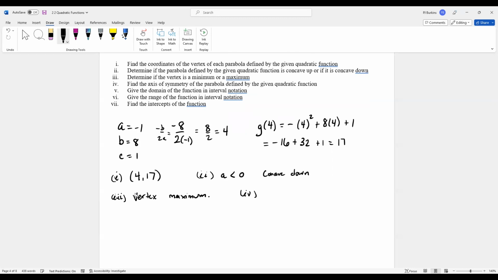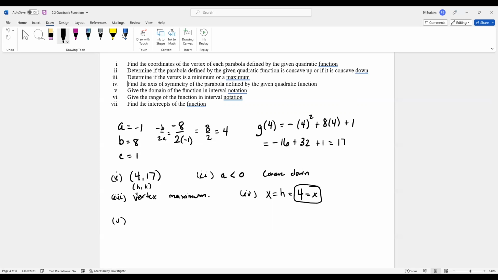For the fourth question, find the axis of symmetry. The axis of symmetry was x equals h, or since we don't have h in this case, it's just the x coordinate of the vertex, which is 4. Right. Well, these two values that we found, even though they're defined by minus b over 2a and the function evaluated at that, are nothing more than h, k. All right. So x equals 4 for that one.